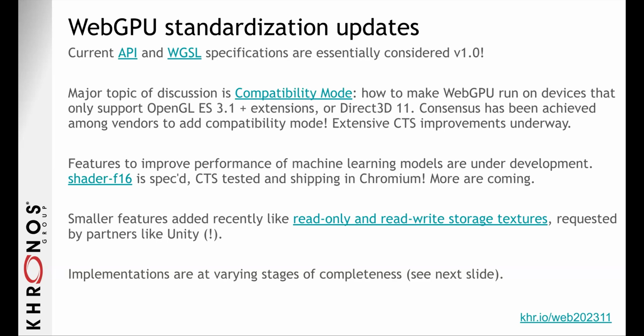Other features that are very exciting: FP16, or shader-f16, is specified and tested and shipping in Chromium. So super exciting there. Work in Firefox is coming, but not ready yet. We also have smaller features like read-only, write-only, and read-write storage textures. These are requested by external partners. We are very interested if people have use cases that they can't quite satisfy with WebGPU, so talk to us. This is an example where someone came to us and said, we would really like this thing, and here we are trying to figure it out and trying to help them deliver.